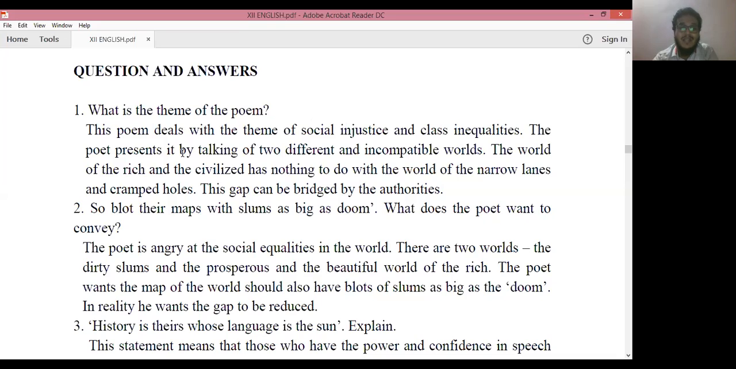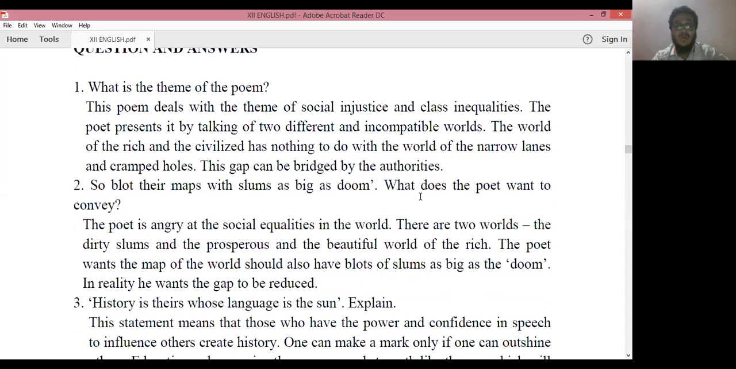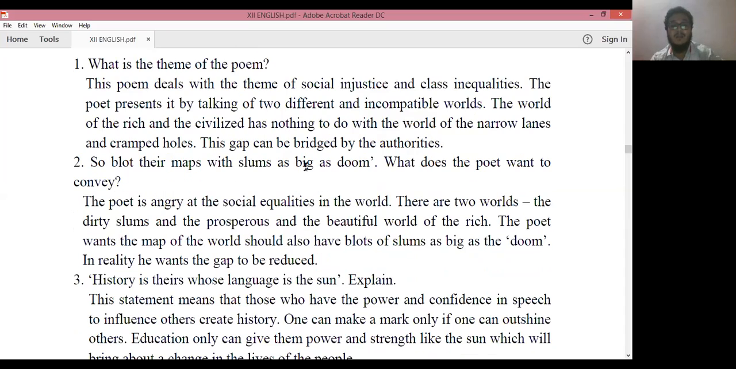The poet presents it by talking of 2 different incompatible worlds. The world of the rich and the civilized has nothing to do with the world of narrow lanes and crammed holes. This gap can be bridged by the authorities. Who can overcome this gap? The authorities can reduce or stop this gap between rich and poor. Next one: "Block their maps with slums as big as doom." What does the poet want to convey?